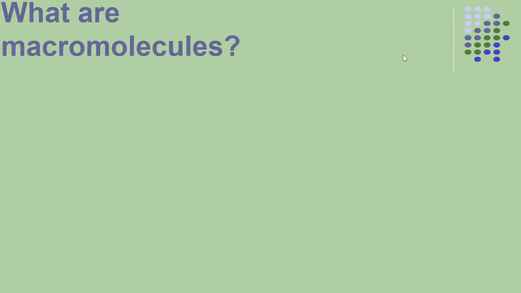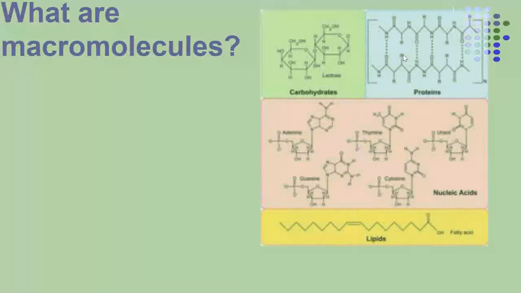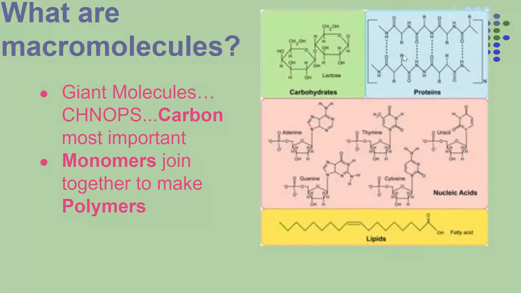Everyone, welcome to our video about, well, this one's going to be about lipids, but what we're going to do is start by talking about macromolecules as just a little review. So what are macromolecules? Let's remember that they are giant molecules made up of carbon, hydrogen, nitrogen, oxygen, phosphorus, and sulfur, abbreviated as CHNOPS. And carbon's the most important one.